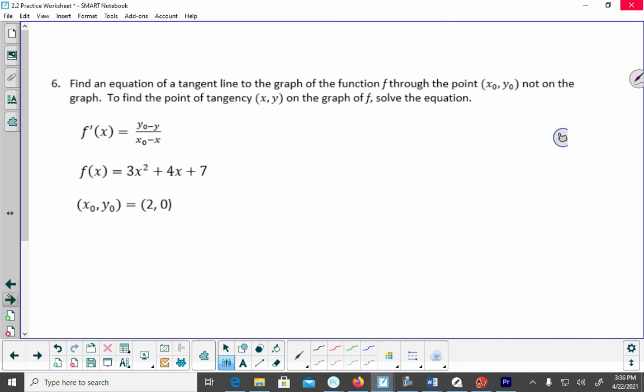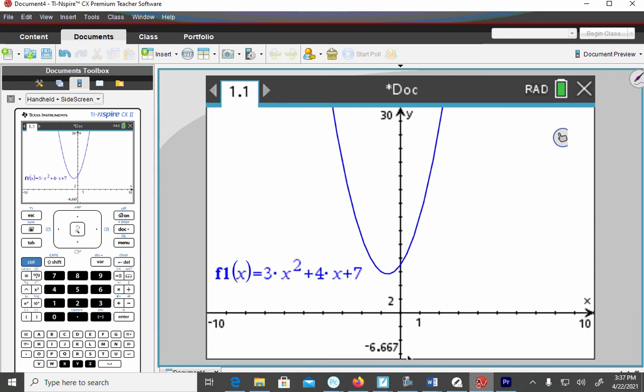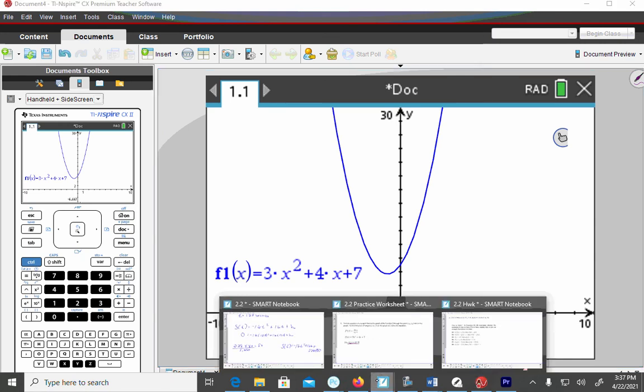Number 6, find an equation of a tangent line to the graph of the function through the point x0, y0, not on the graph, to the point of tangency x, y on the graph. Solve the equation. So this is the point that is not on the graph, that is on the tangent line to the graph. So I went ahead and I graphed this. So this is what I have, is I have this parabola. So I'm just going to sketch that so you can see what I'm doing here.